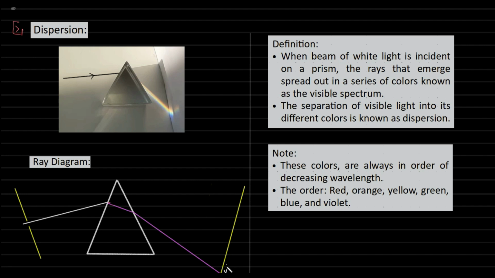Not violet, sorry, VIBGYOR. VIBGYOR. So that's your red, and it gets refracted this way. So this is your incident ray, white light, and this gets split into component colors. These are known as component colors. So this is the visible spectrum. This is your visible light getting split into the visible spectrum.